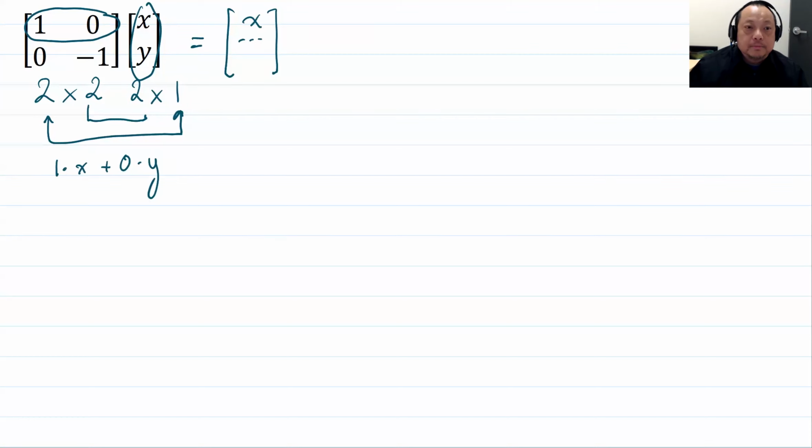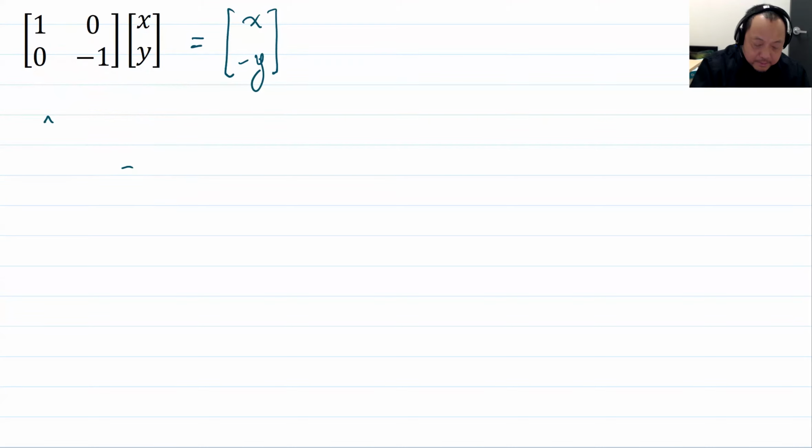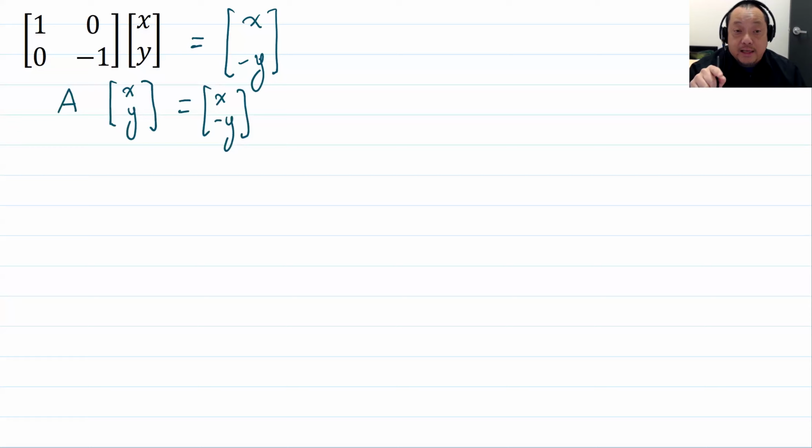x. The second position will be the second row. So I dot them together. And the answer is negative y. Let's say that I call this matrix A. Then I have A times xy. Any arbitrary vector xy is going to be equal to a new vector that has the same x value and the opposite y value. Let's take a look at it in the xy plane.